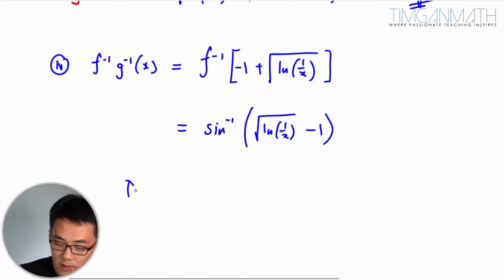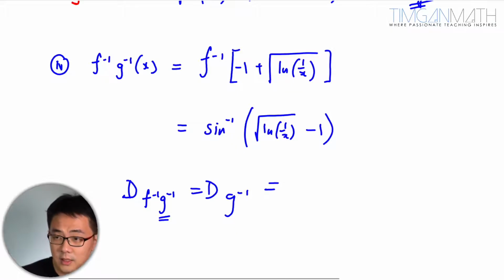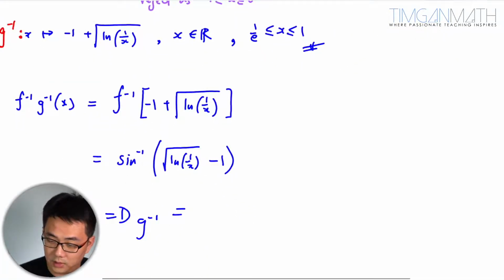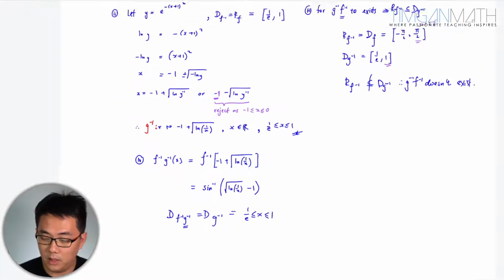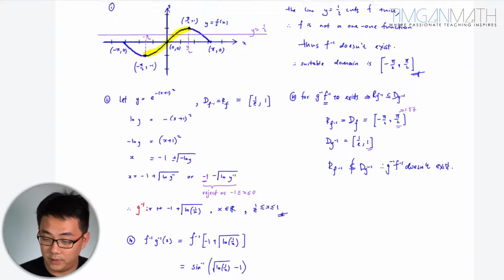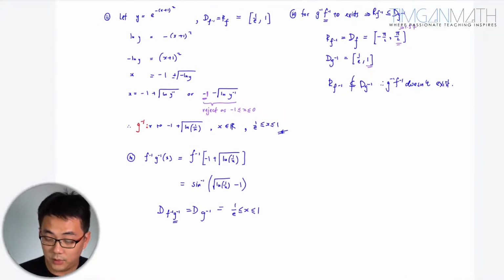State its domain. The domain of f inverse g inverse is the domain of the first function, which is the domain of g inverse. In this case, the domain of g inverse is 1 over e to 1. Okay, so it's here. Then the range, however, is a bit tricky.